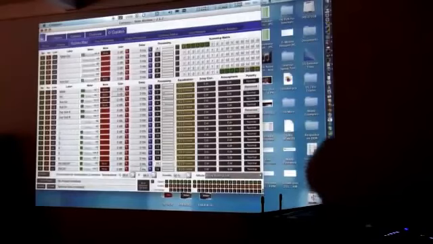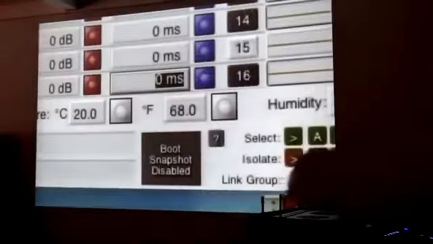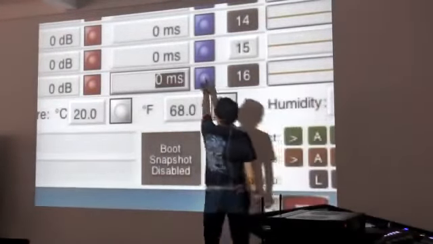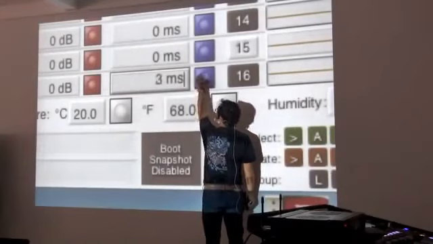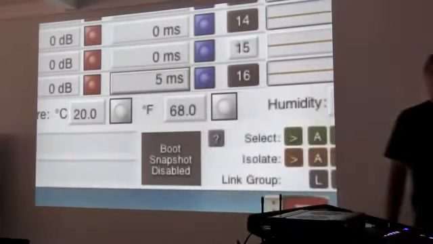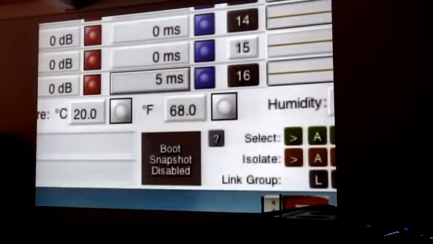But let me do something here. Let me make the channel with delay, add delay. So let's make delay, and then suddenly the sound disappears. Why did the sound disappear?